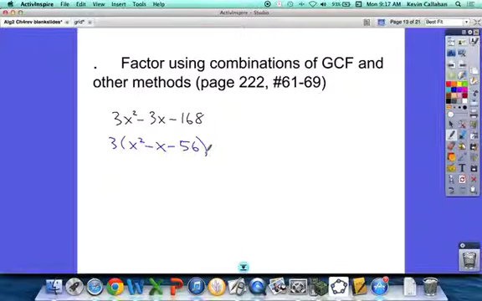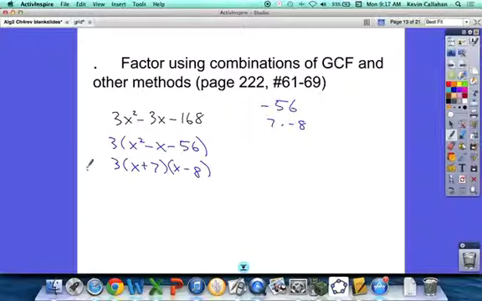What two numbers? The product is negative 56 and the sum is negative 1. The factors of negative 56 that add up to negative 1. Remember, if it's negative 56, that means one is positive and one is negative. Since the sum is negative, the bigger one is negative. Yeah, it's going to be 7 times negative 8. So plus 7 minus 8.